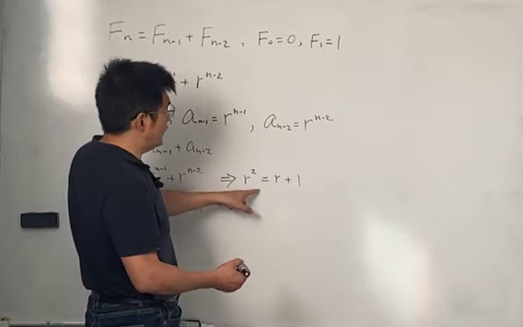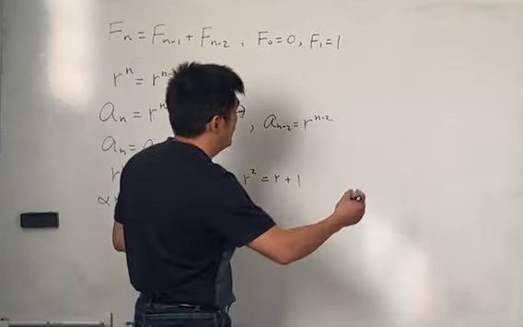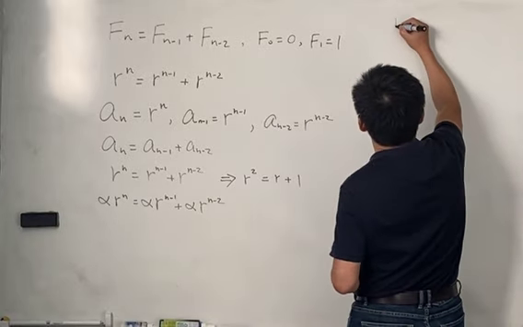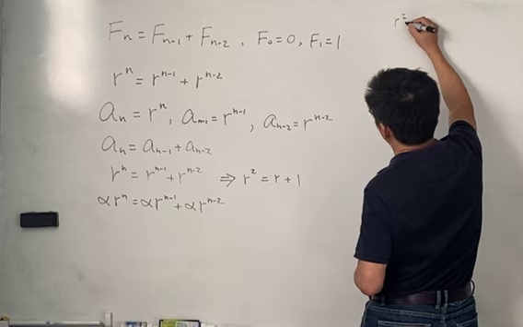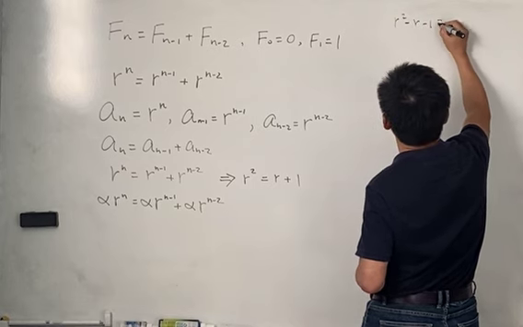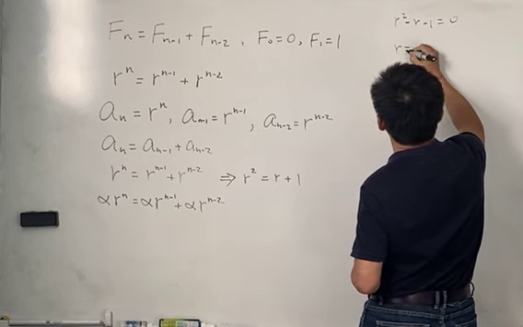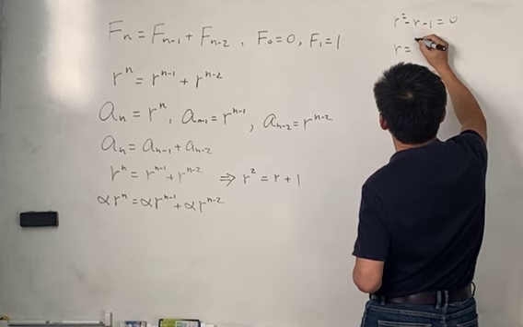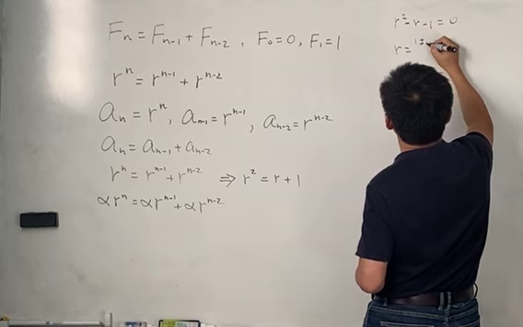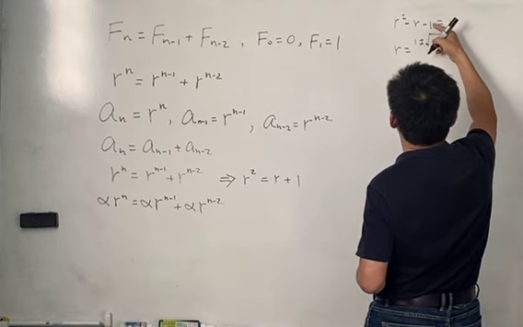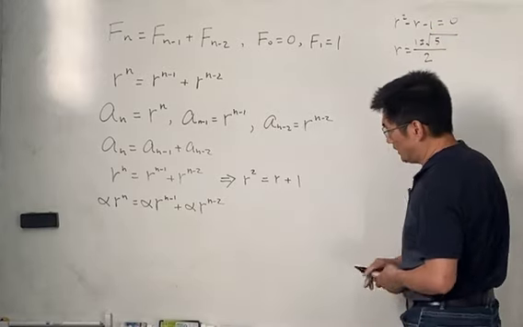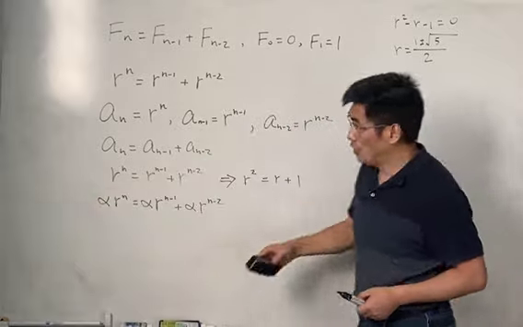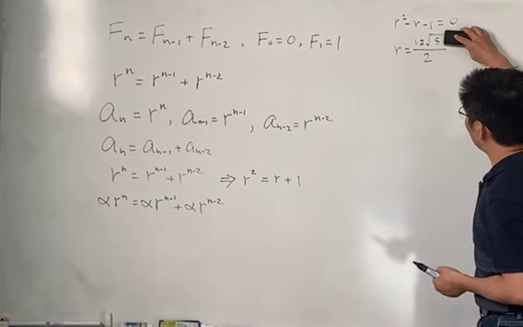So let's solve this quadratic equation first. So we have r to the power of 2 minus r minus 1, right? So r equals negative b, which is 1, plus or minus square root of 1 plus 4, which is 5, over 2, right? So we only get 2 possible values for r.